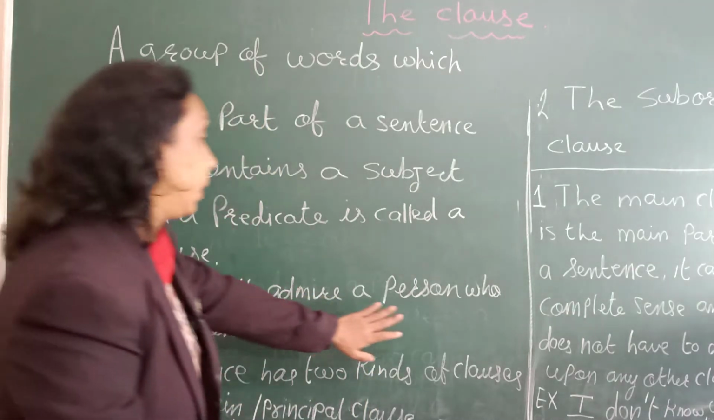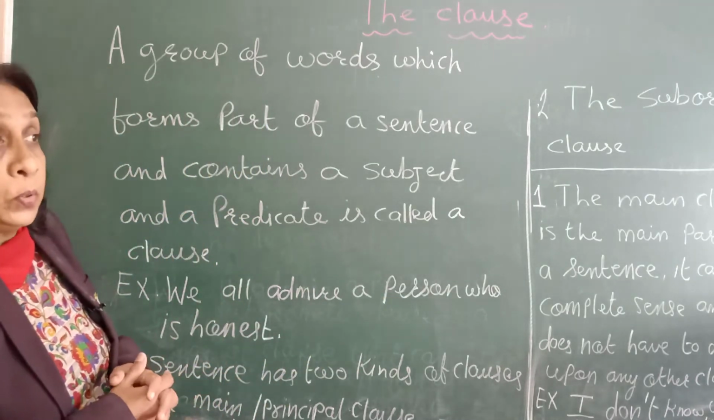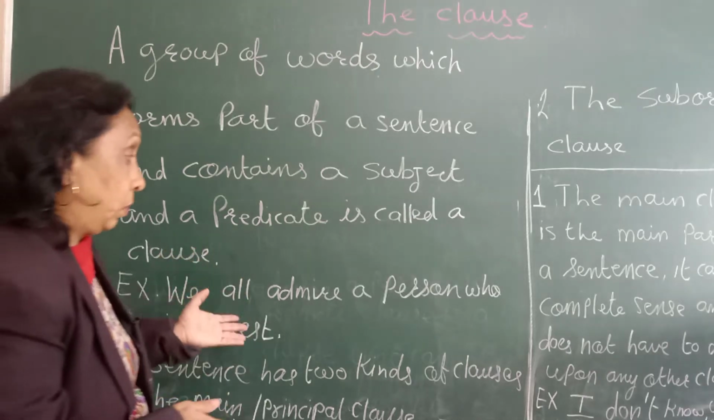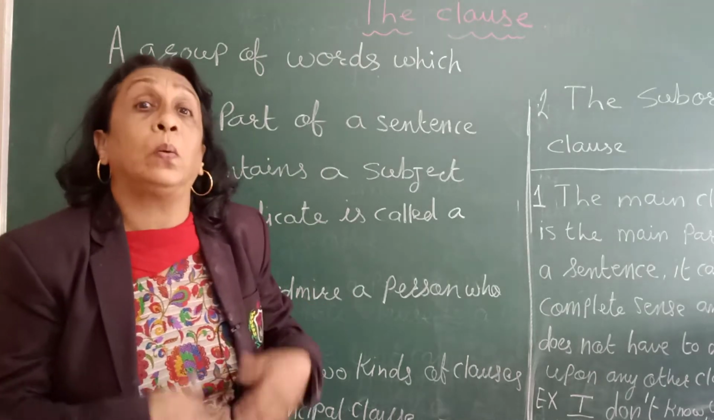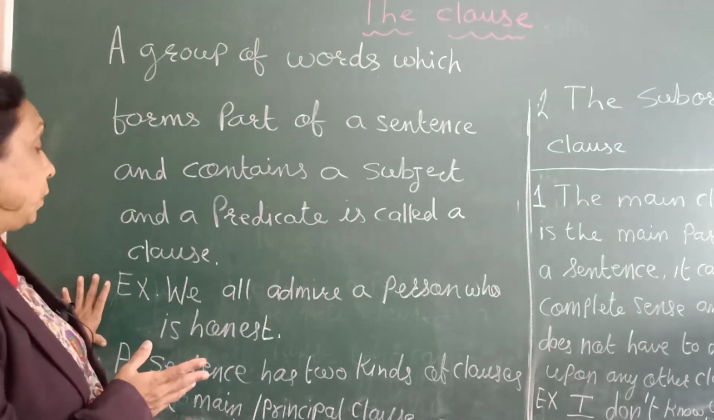Now, we all admire a person who is honest. Now this is a clause. Who admire? We all. Admire whom? A person who is honest. So this is an example of a clause.